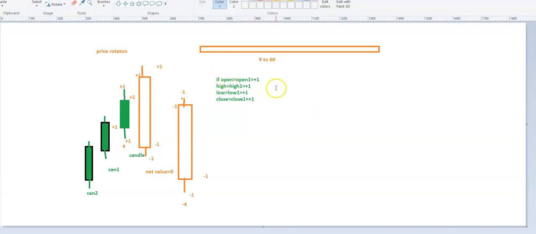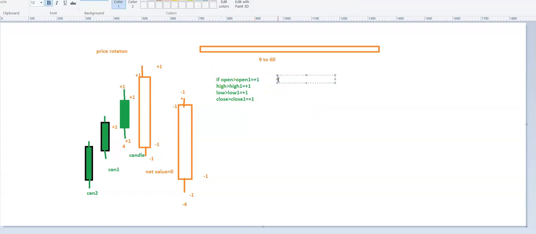If it is the opposite, meaning if the open is less than the previous open, then that value is -1. Vice versa, if the high is less than the previous high, that is equal to -1, right, like that.